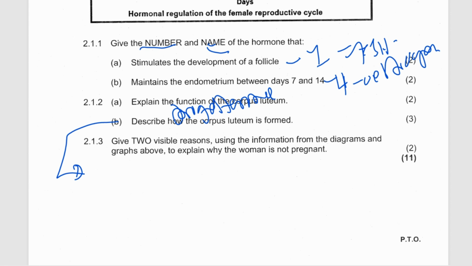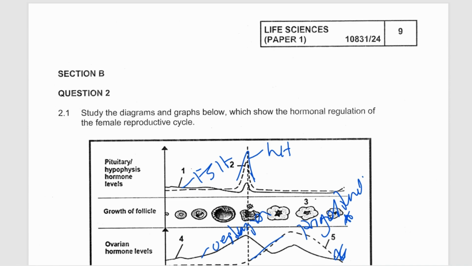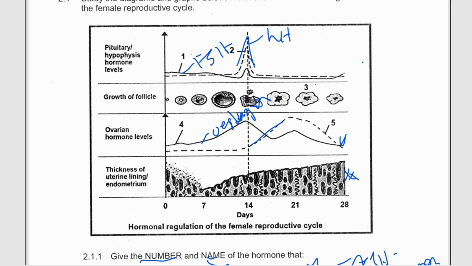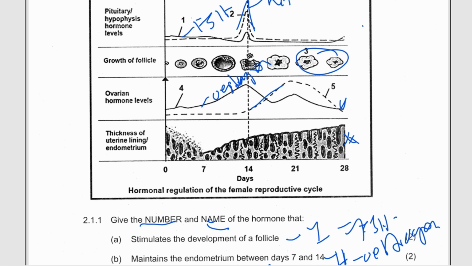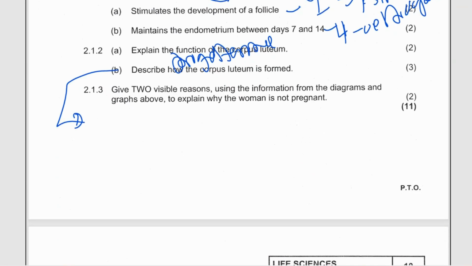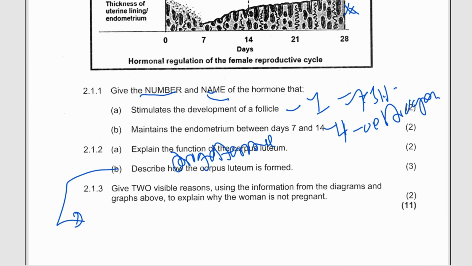They are saying give 2 visible reasons using the information from the diagram above to explain why the woman is not pregnant. I talked about this. First of all, there is degeneration of corpus luteum. You see that this corpus luteum is degenerating. And then number 2, the decrease of progesterone. The level of progesterone is decreasing from day 21 to 28. So those are the 2 reasons.